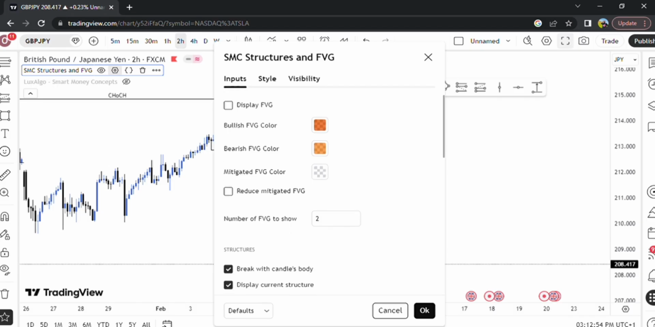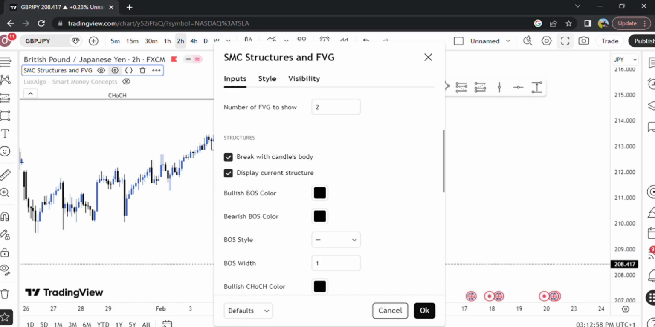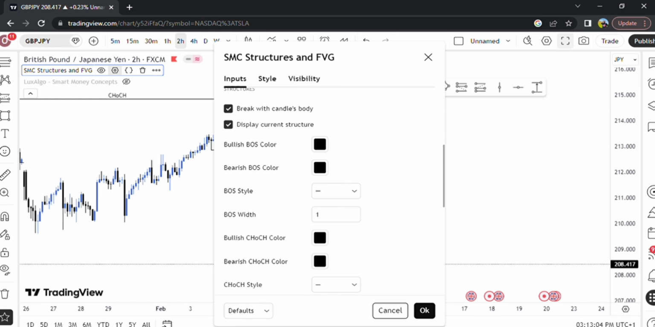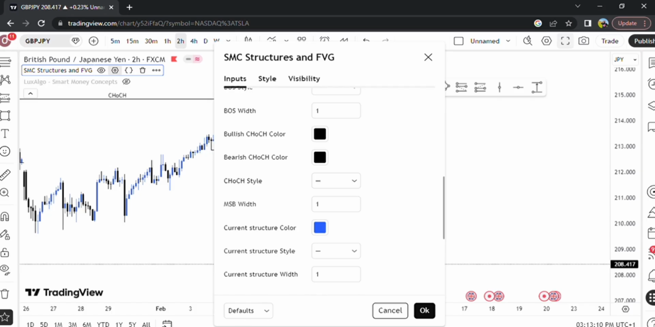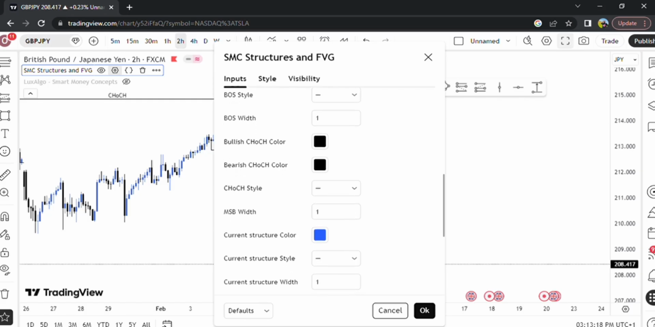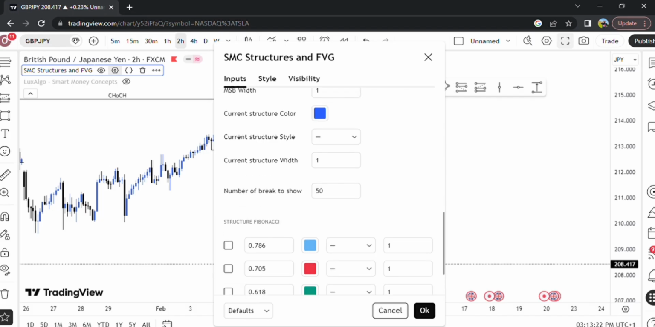I removed the LVG. So you can see my bullish break of structure color is black and my bearish break of structure is also black. The same thing goes for the change of character. The bullish is black and the bearish is black. Now this is the current structure color. This current structure is to show you the current market, which we'll be more interested in. Others are history. We are more focused on the current market.